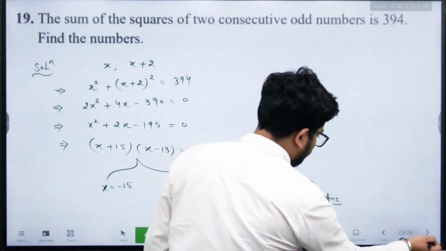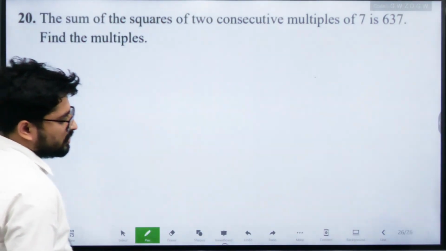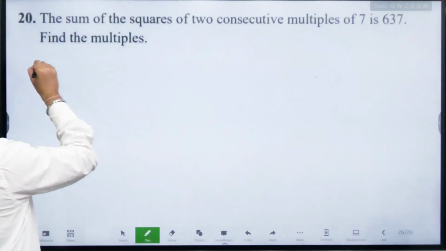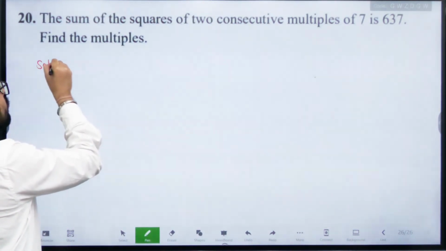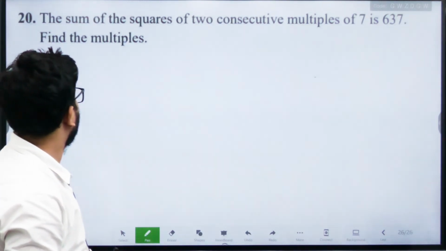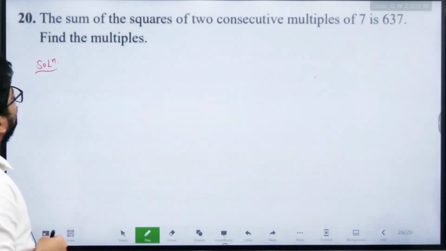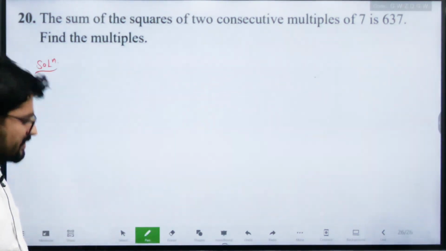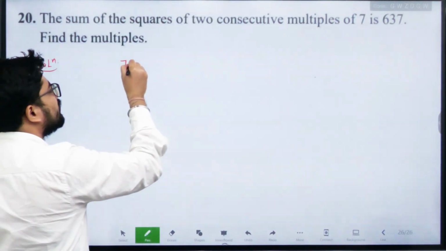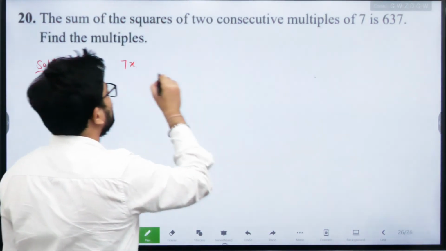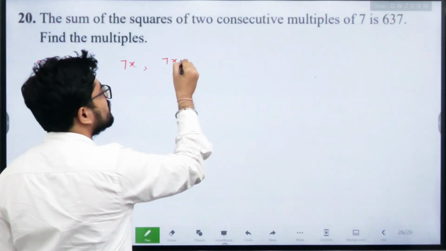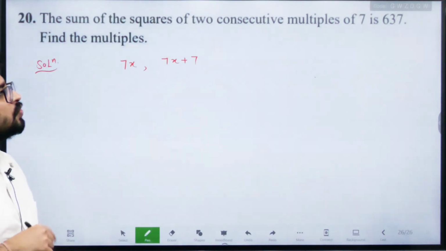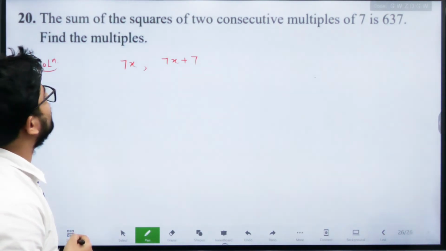Next one is what? Next is the last question of this assignment. So the solution is here. The sum of the squares of two consecutive multiples of 7. So let's say the first multiple is 7 into x. So you have consecutive multiples, and the next multiple is 7x plus 7. Okay. The sum of the squares of the two consecutive multiples of 7 is 637.